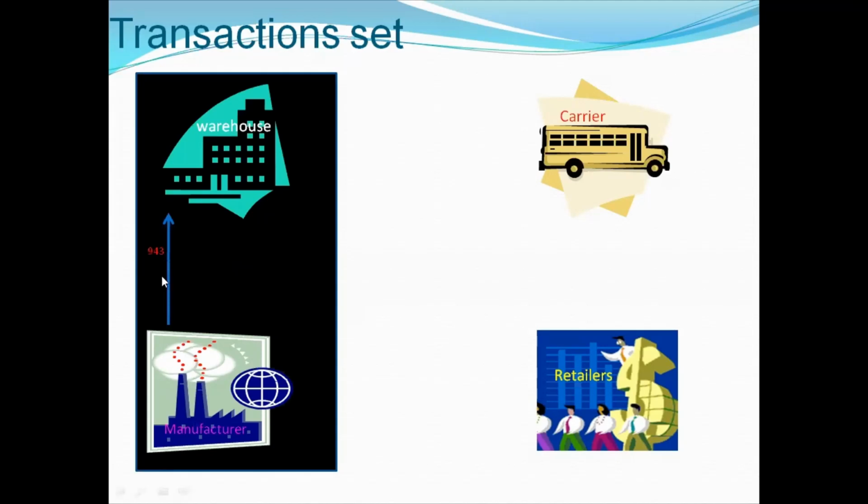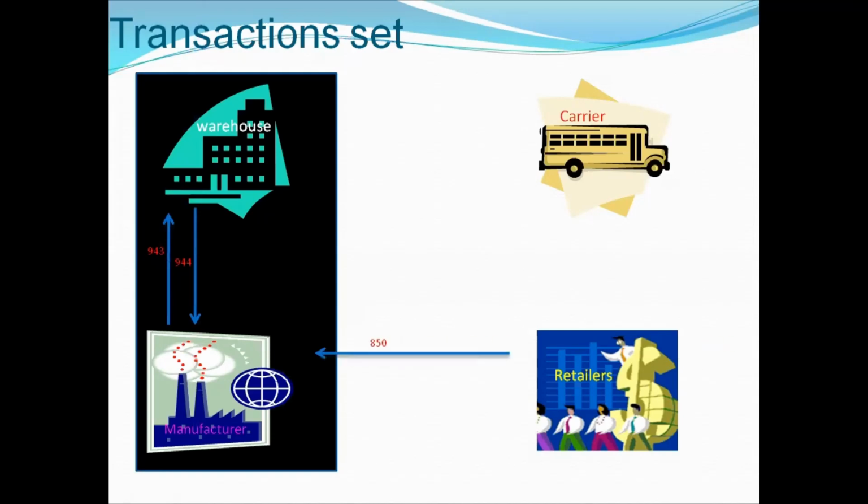Using a transaction set called 943, the warehouse stock transfer, the goods are sent. Once the warehouse receives the stock, it will send an acknowledgement to the manufacturer, like a receipt that we have received your stock. This is 944, the stock transfer receipt.